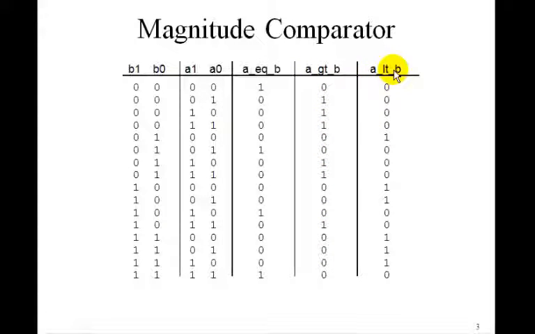A less than B will be 1 if A is less than B. Well, 0 is less than 1, 0 is less than 2, 1 is less than 2, 0 is less than 3, 1 is less than 3, and 2 is less than 3. So that's how we get the truth table. And again, we'll just draw Karnaugh maps to find the logic equations for A equal B, A greater than B, and A less than B.